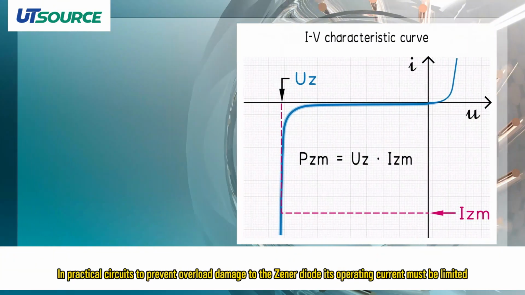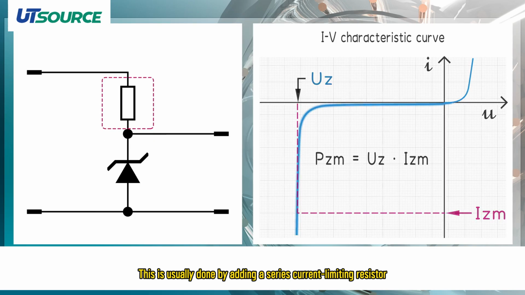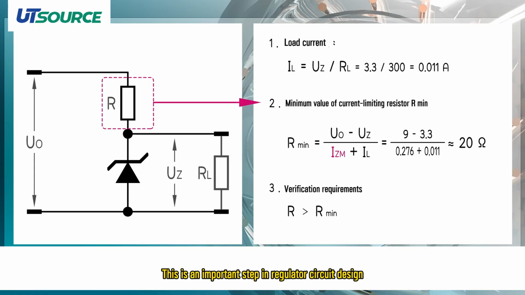In practical circuits, to prevent overload damage to the Zener diode, its operating current must be limited. This is usually done by adding a series current limiting resistor. The following formula is used to calculate the minimum resistor value. This is an important step in regulator circuit design.